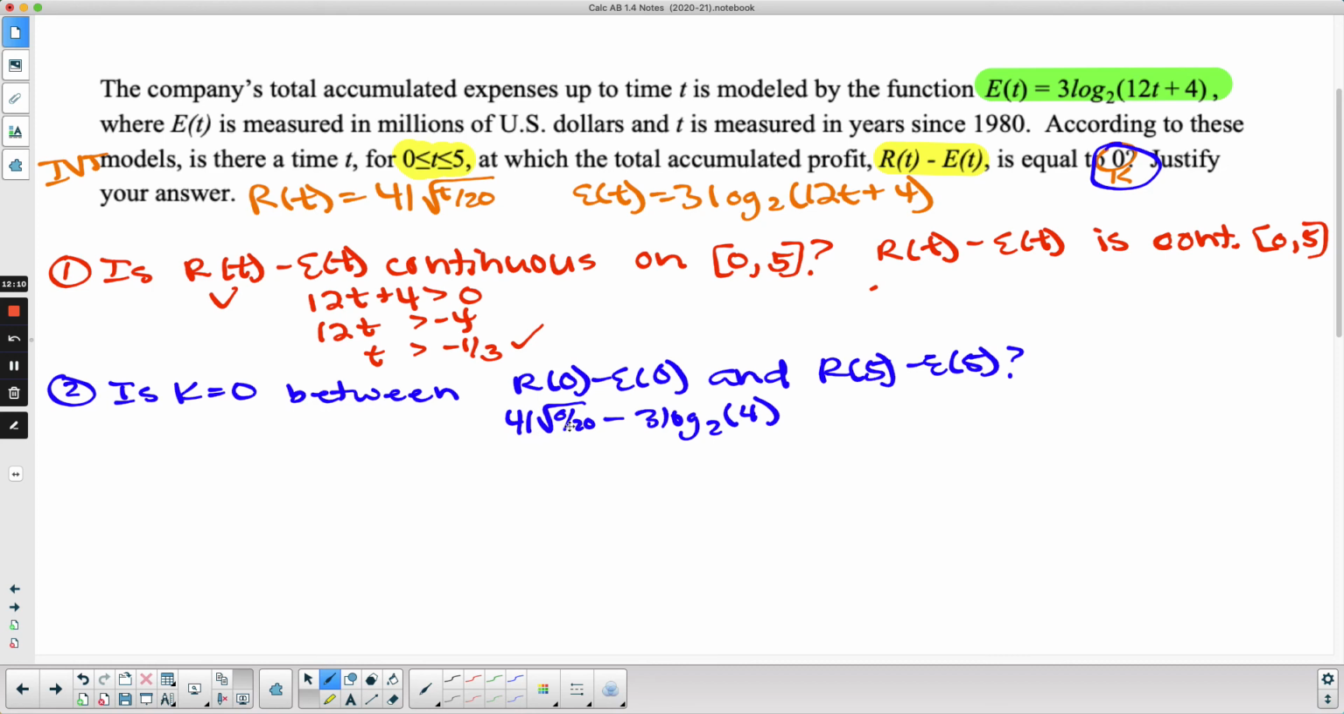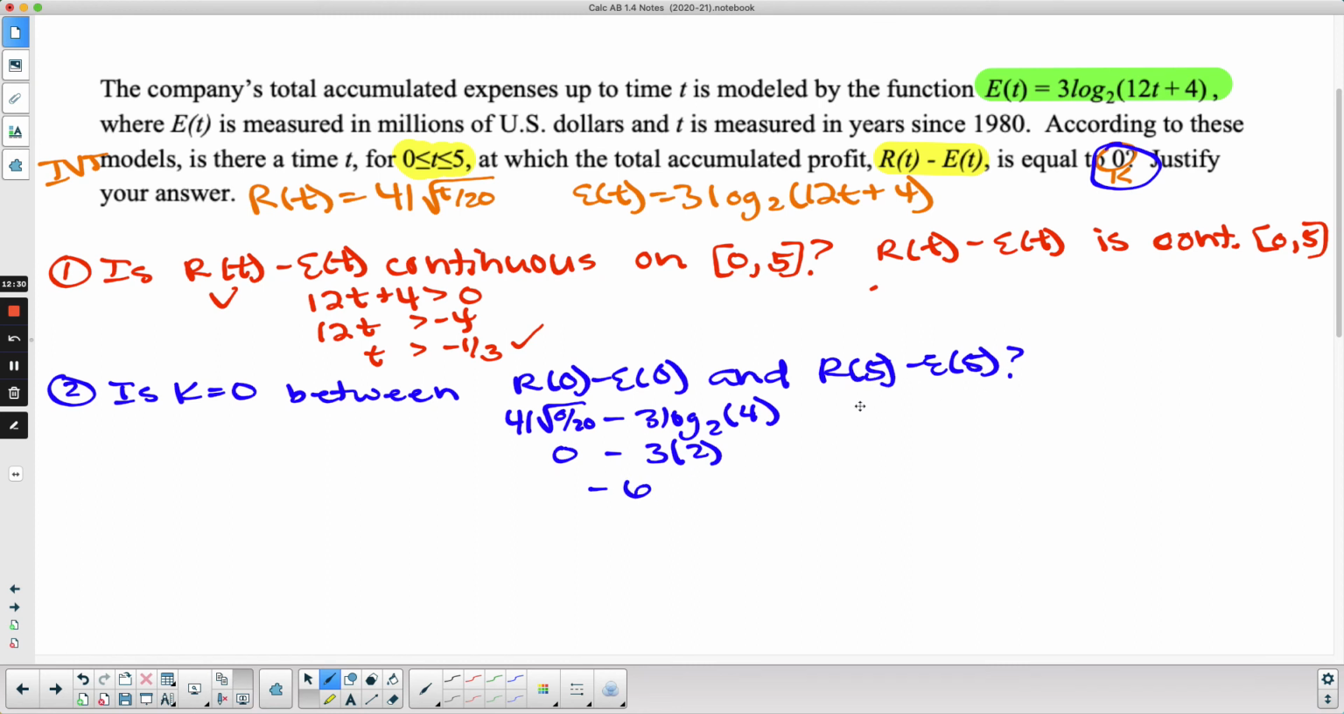Well, 41 root 0, so 41 times 0 is 0, minus 3 log base 2 of 4. Remember, that means 2 to what power equals 4? So that's 2. Log base 2 of 4 equals 2. So this is equal to negative 6.